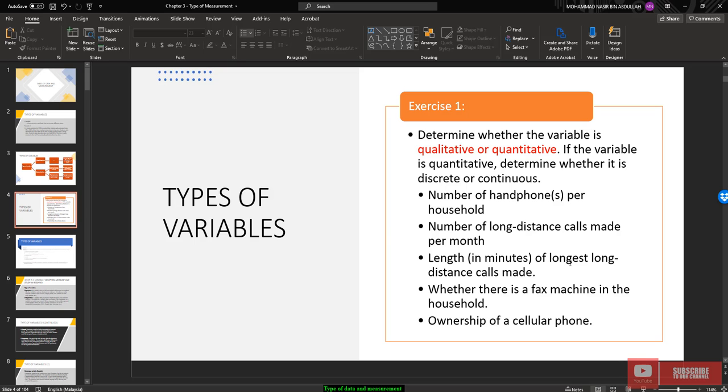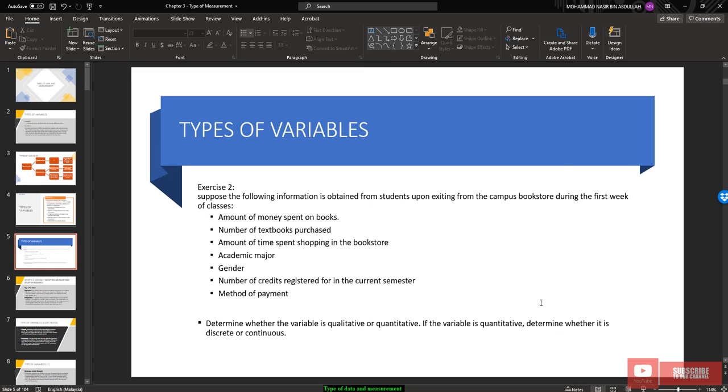Whether there is a fax machine in a household, the answer could be either yes or no. So this is going to be a qualitative variable. Ownership of a cellular phone, so whether it is an owner or non-owner. So this is another example for a qualitative variable, right? So let's look at another example.